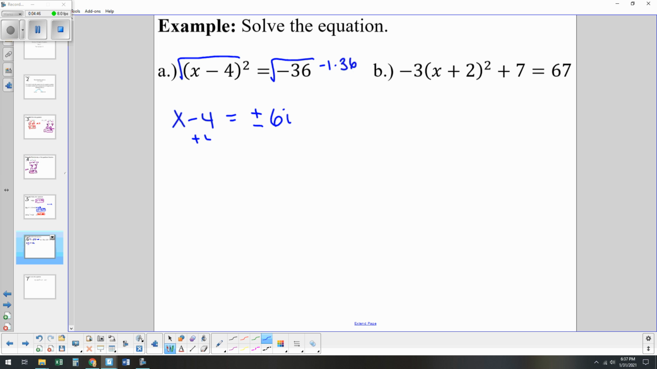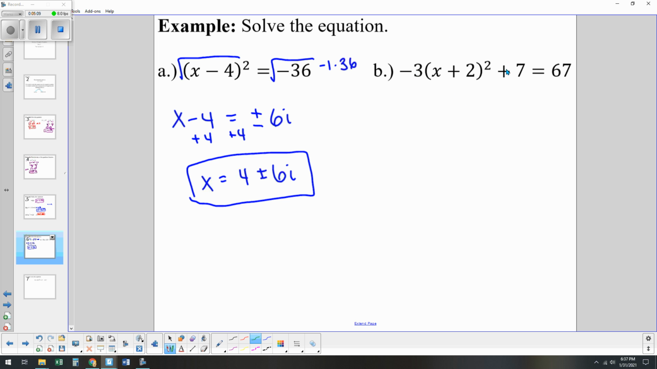And now I would add 4 to both sides, and I'm going to keep it in the front. Just like we did before, it'll also ensure that my answer is in standard form if I do that. 4 plus or minus 6i. If you want to separate them as 4 plus 6i and 4 minus 6i, you can, but it's not necessary. We can leave it like that together. Let's look at b. A lot happening here.